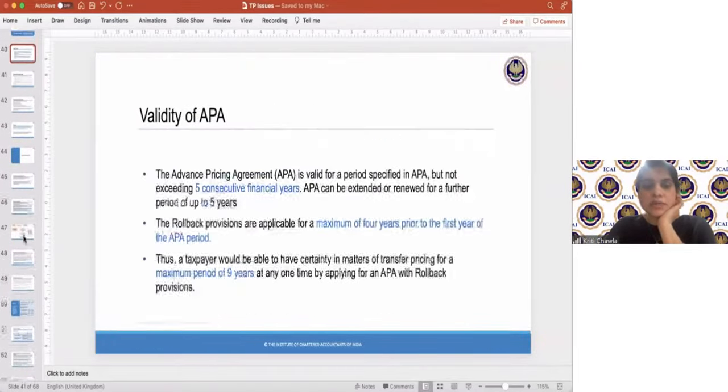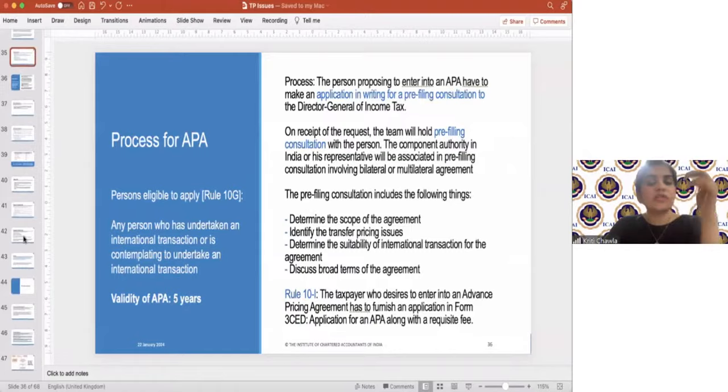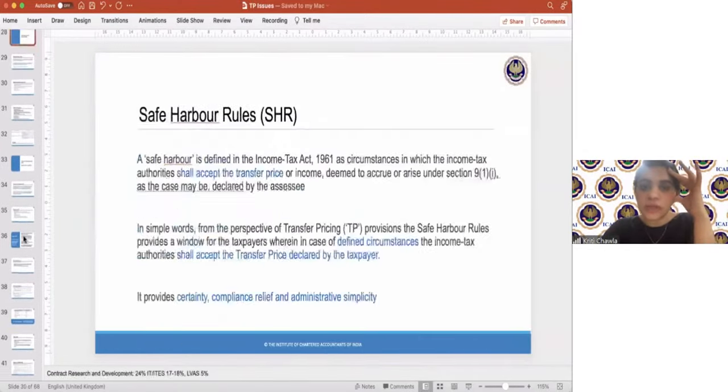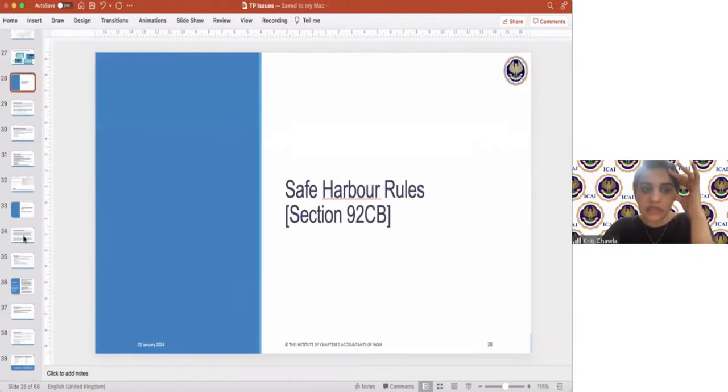I'm going to take up a few topics now, just going to revise through those particular topics. The first topic that I have in mind is going to be safe harbor.